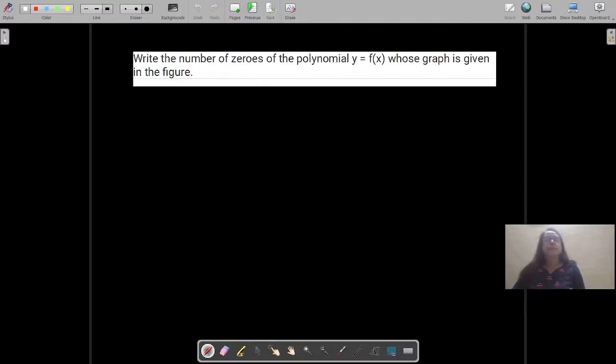Now next question. Actually this is also an important question. I have not given any graph here, so I'll draw the graph here. Write the number of zeros of the polynomial y is equal to f of x, whose graph is given in the figure. Okay, so one graph is given in the figure. I'll show you how to find out the number of zeros. That is also important.